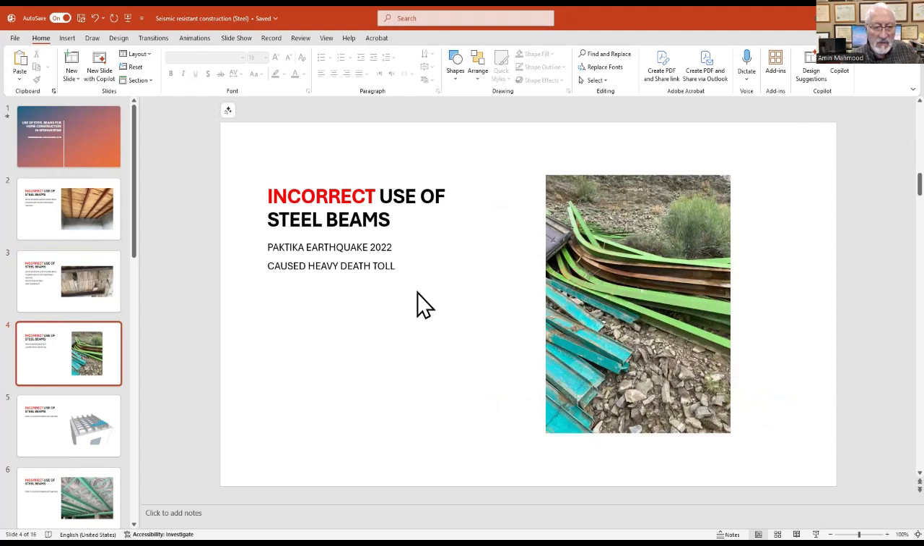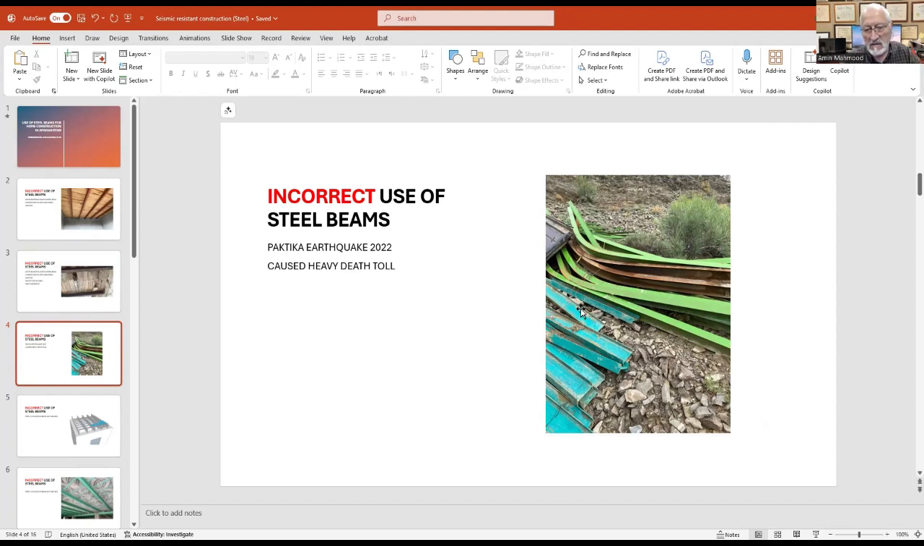This is a picture from the Paktika earthquake in 2022 that I visited, and I took this picture myself. These beams caused heavy loss of life because they were not used properly. Fortunately, Afghanistan now produces good quality steel beams and steel rebars. That is the good part. The bad part is that nobody knows how to use the beams. For rebars, some knowledge is available there, but steel beams are not taught at Afghan universities. They are produced, but nobody knows how to use them.